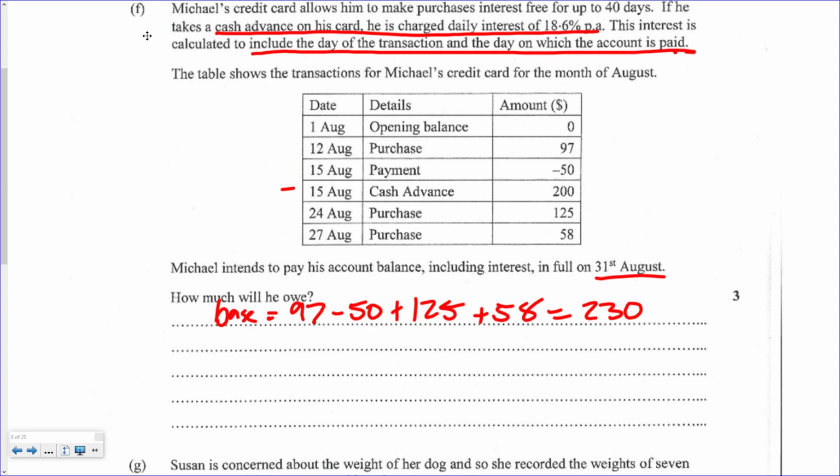We're also told that this is calculated to include the day of the transaction and the day which is paid. So we need to think about how many days it is between and including the 15th of August to the 31st of August. And that turns out to be 17 days. You could just count them on your fingers if you want. Like 1 is the 15th, 2 is the 16th, 3 is the 17th, so on until you get to the 31st, and it'll give you 17 days.